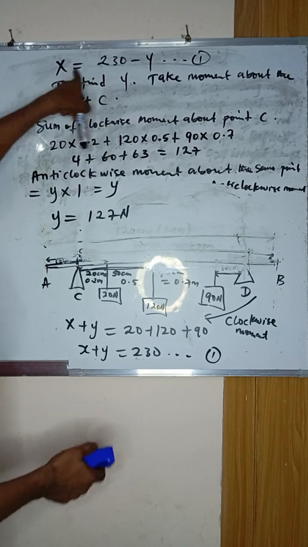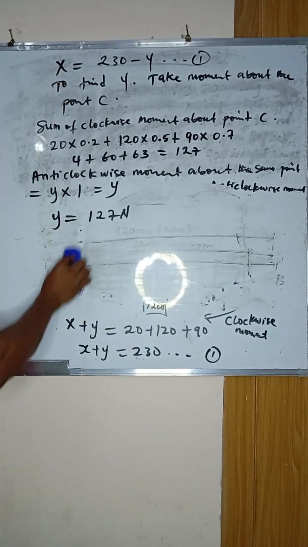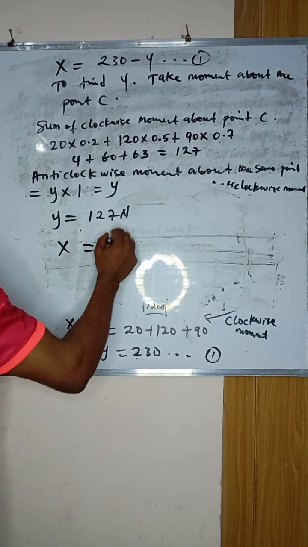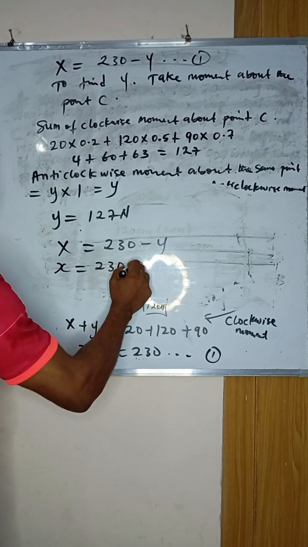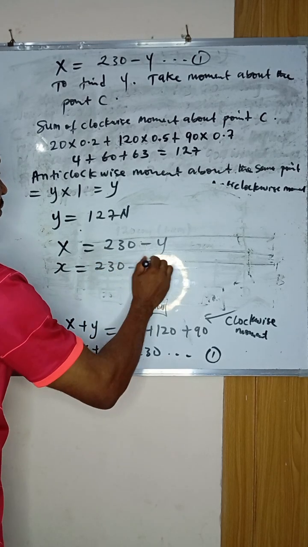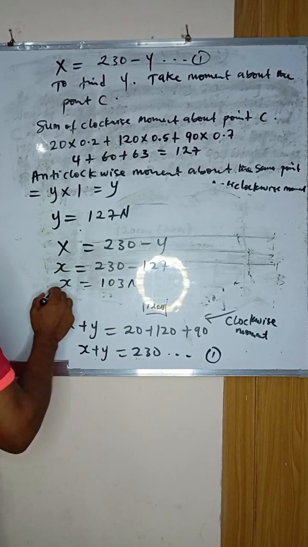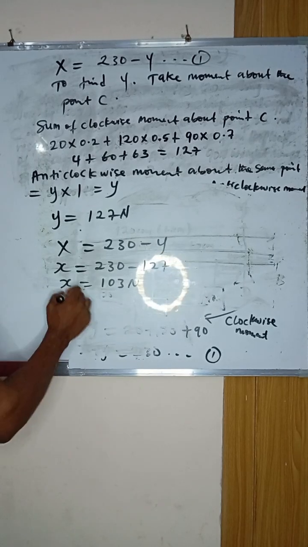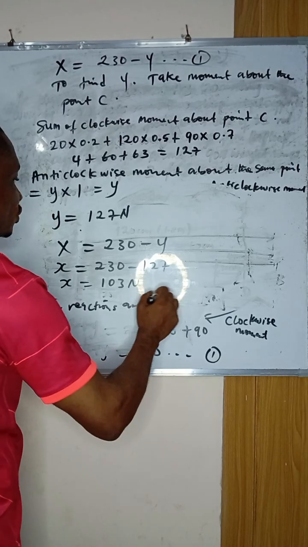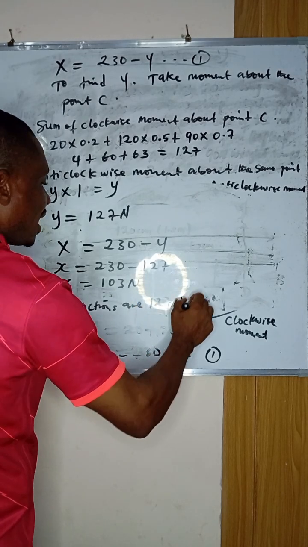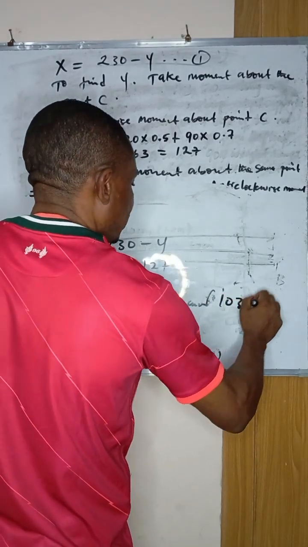The next thing now is to find x. To find x, use the equation we established here: x equals 230 minus y. So x equals 230 minus 127, and our x will be 103 Newton. So the two answers we have, the two reactions, are 127 Newton and 103 Newton. Thank you.